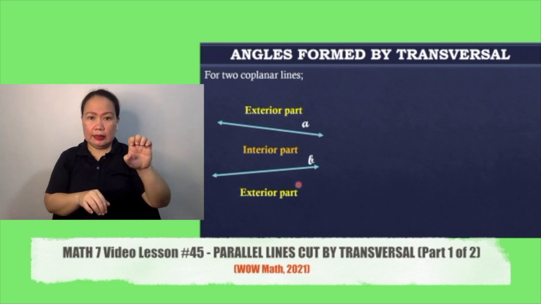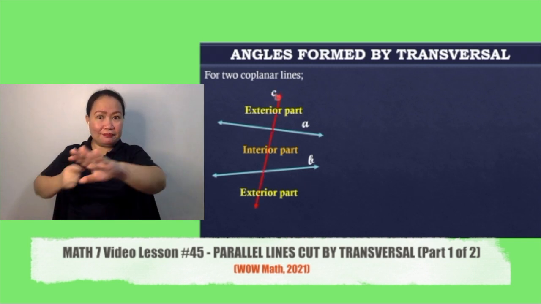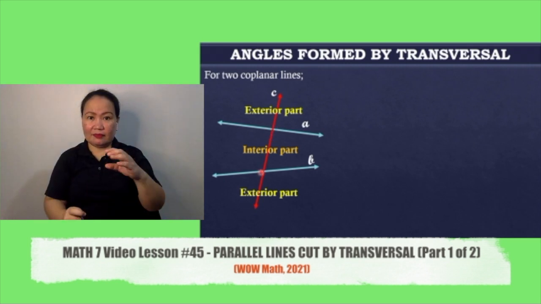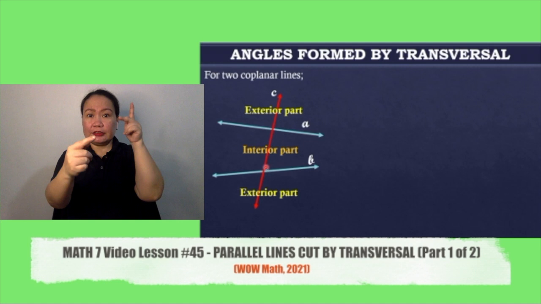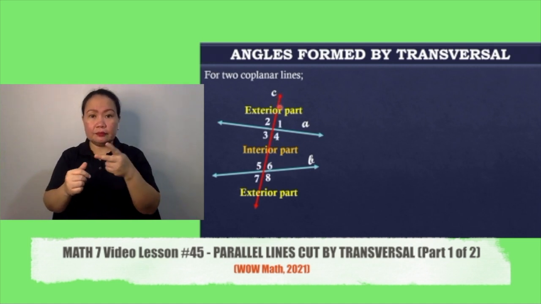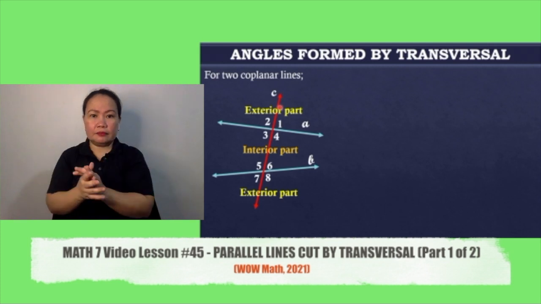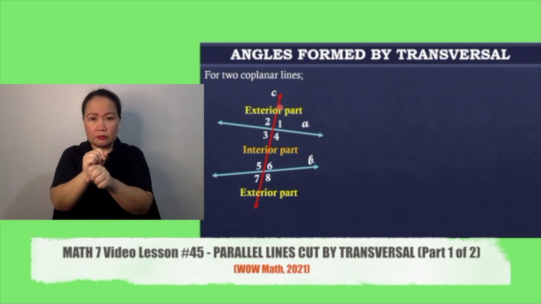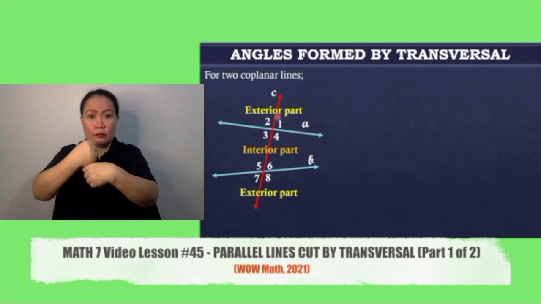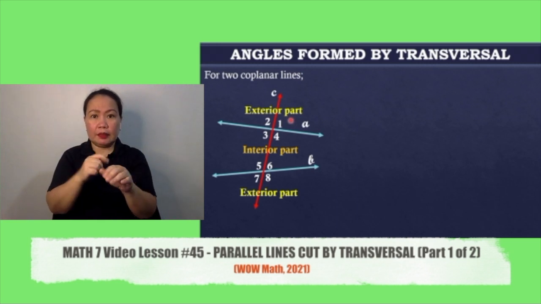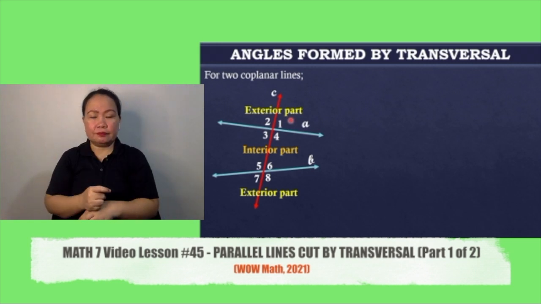Okay? So, kung ito si transversal, so again, line C is your transversal kasi meron siyang first point, second point. So, magkaibang points yung tinamaan niya. Okay? So, line C here is your transversal. Now, we will be identifying those angles na na-form ng ating transversal. So, as you can see, we have 8 angles formed by a transversal. So, ang focus lang natin dito is yung angles formed by transversal. So, we have 8 angles.